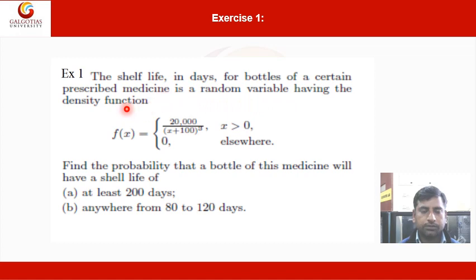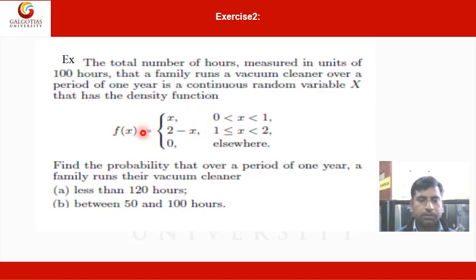Now the exercise. The probability function is given, and you have to find the probability that a bottle of this medicine will have a shelf life of at least 200 days, and anywhere from 80 to 120 days. You have to find the probability for these two problems. This is the same type of problem. You have to find the probability that over the period of 1 year, a family runs their vacuum cleaner less than 120 hours, and between 50 to 100 hours. So you can solve these easily.